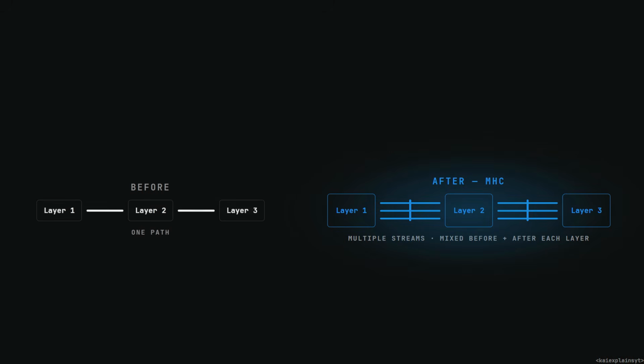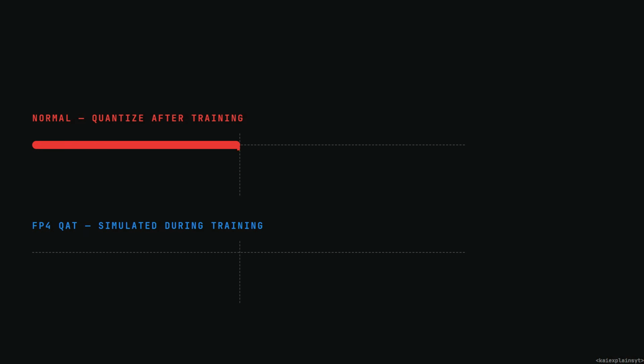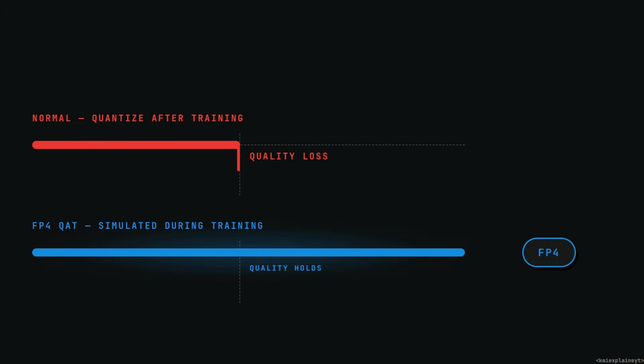They also added mHC, manifold-constrained hyper-connections, to the residual stream. Instead of information flowing through one path, it flows through multiple streams that get mixed before and after each layer. More representational capacity without a proportional compute overhead. The details are dense, but in practice, the model handles complex relationships better at scale. And they used FP4 quantization-aware training on the MoE expert weights.